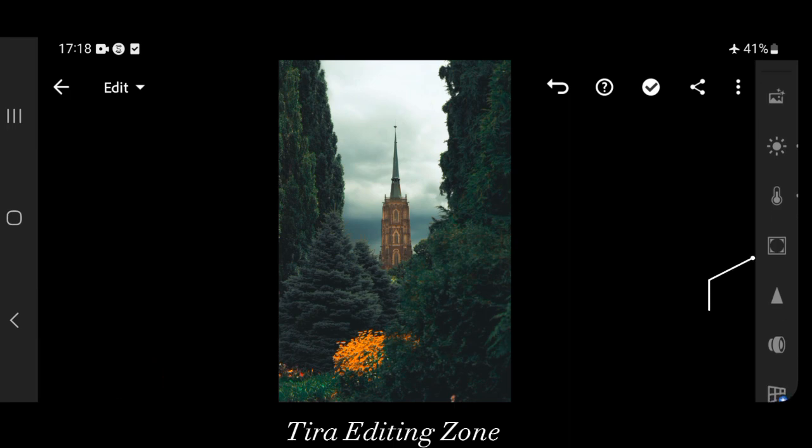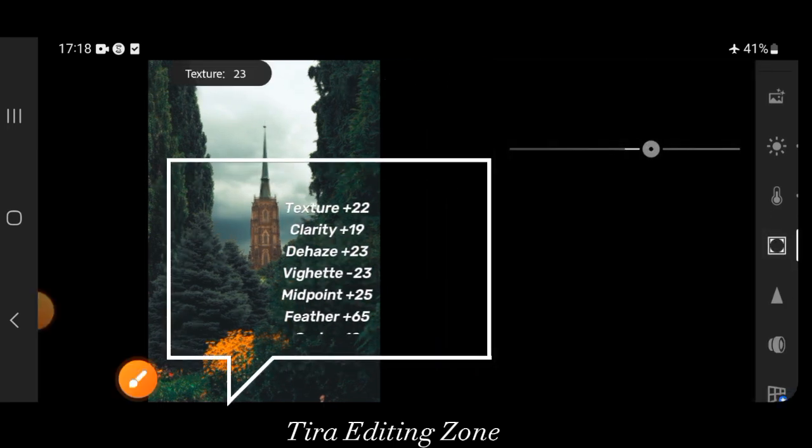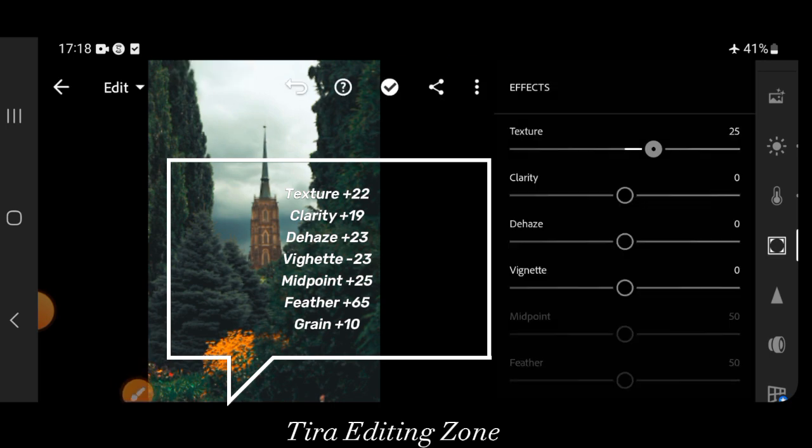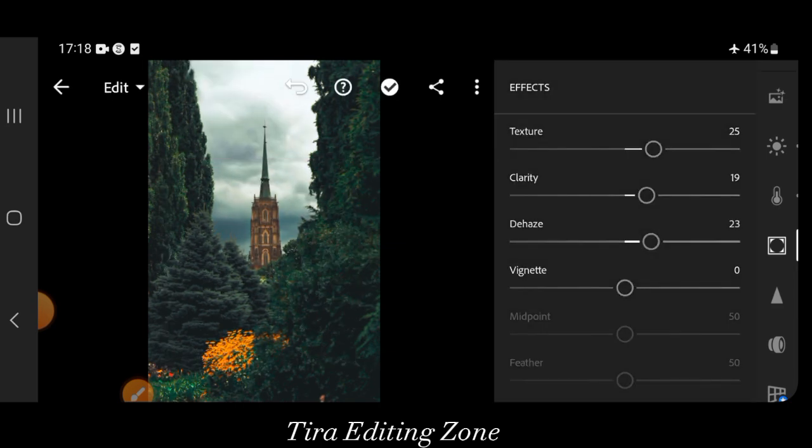Effect. Plus 20 to clarity, plus 19 dehaze, plus 23 highlights, minus 23 midpoint, plus 25. Feather plus 65, grain plus 10.